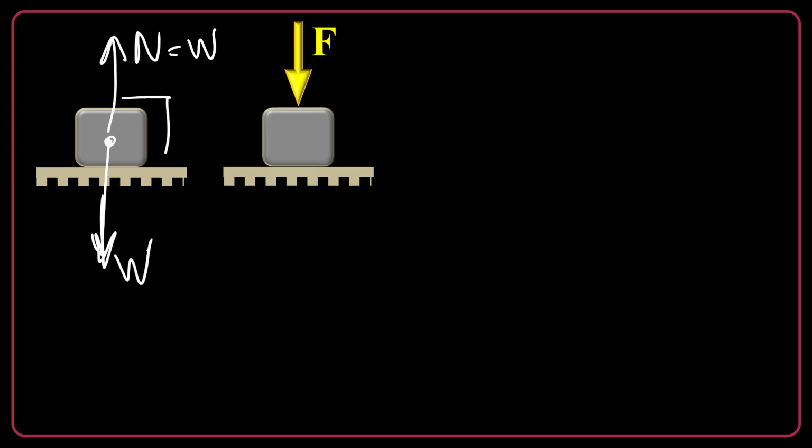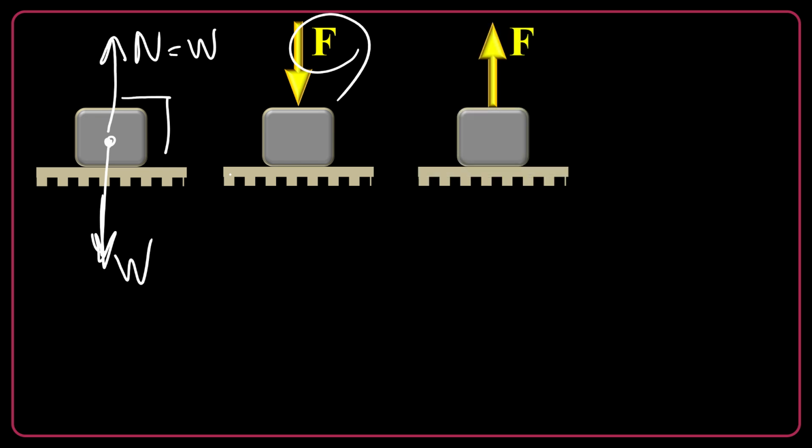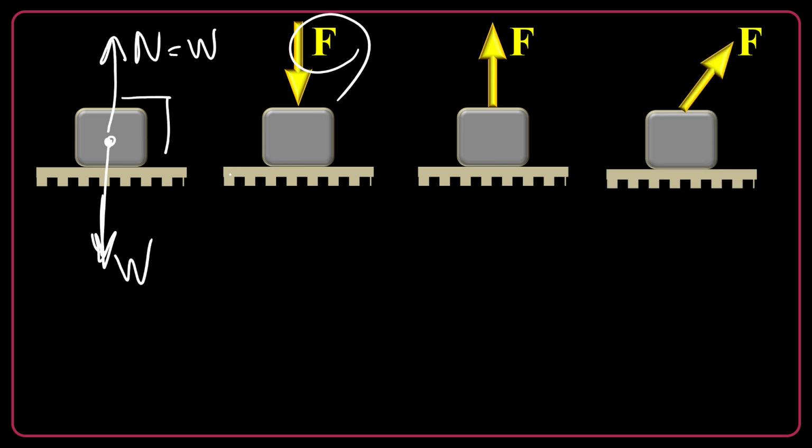The case like this, when the object is pushed down by an external force of F, will not have a normal force equal to W. Or whenever the object is pulled up by an external force like F, or the object may be acted by an oblique force, which is not totally vertical or totally horizontal. What should I do in this case?